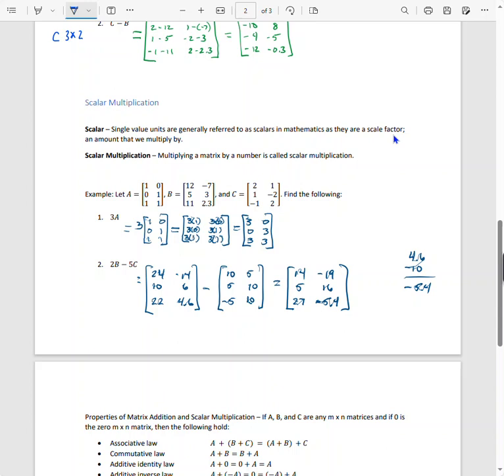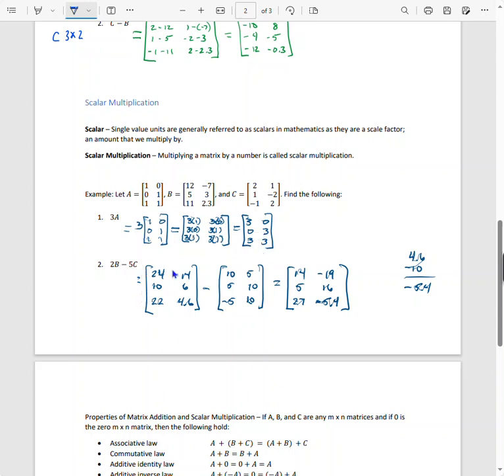I'm getting way off track here, like I'm in a classroom. It's just the amount that we multiply by. So a scalar multiplication is just multiplying a matrix by a number. That's it. We call it scalar multiplication. So if I want to multiply 3 times A, what I'm really going to do is multiply 3 by every entry in the matrix A. And that's what this says. So 3A happens to be the matrix with first row 3, 0, second row 0, 3, third row 3, 3.